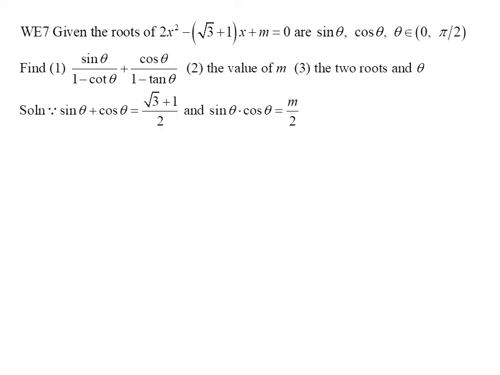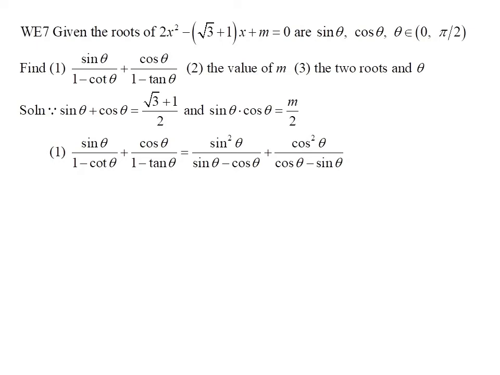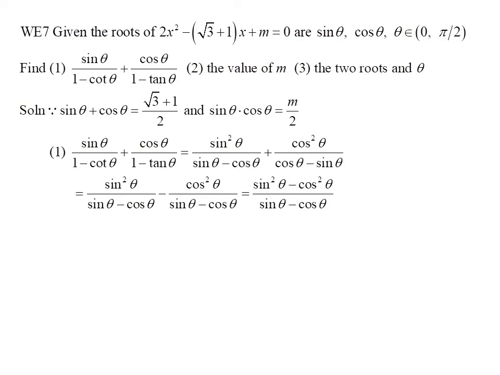According to the quadratic Vieta theorem, sine theta plus cosine theta equals the sum of square root 3 and 1 all over 2, and sine theta cosine theta equals m over 2. As for the first question, the expression can be simplified by multiplying sine theta on both numerator and denominator of the first term, and multiplying cosine theta on both numerator and denominator of the second term.